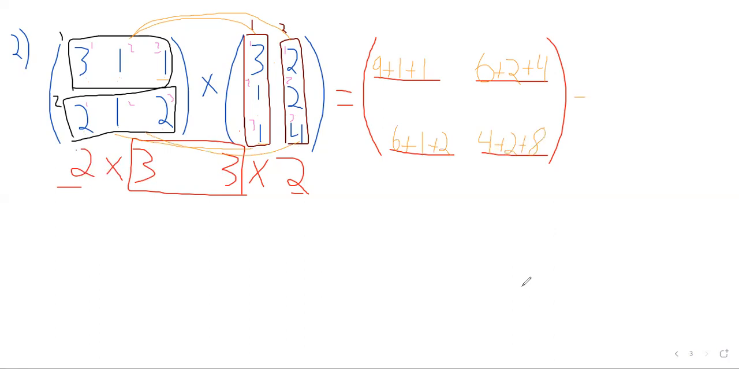Right, and basically now we just simplify. So 9 plus 1 is 11. 6 plus 2 is 8. 8 plus 4 is 12. 6 plus 1 is 7. 7 plus 2 is 9. And 4 plus 2 is 6. 6 plus 8 is 14. And that is the answer right there. Alright, so with that said, that's the end of the multiplication. And we'll go from there.